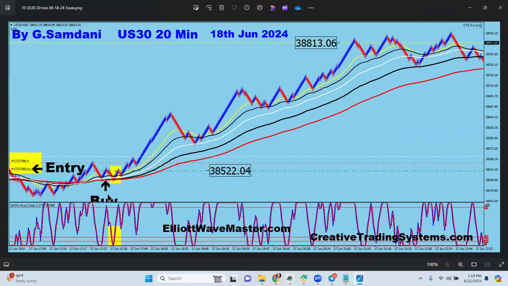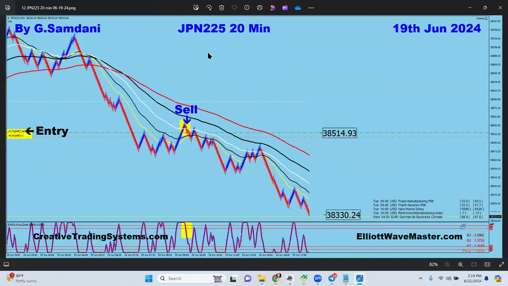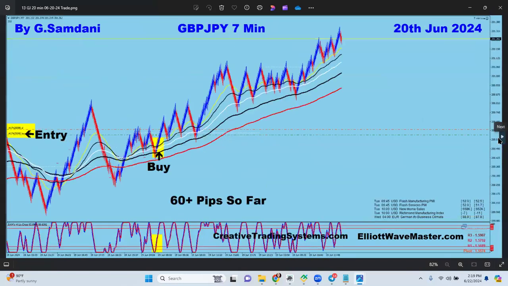US 30, a beautiful trade from here to there on the 18th. You can use the system to trade indices, gold, oil, anything at all. You can open the chart on MT4. Pound yen from the 20-minute chart, 70 pip, buy orders right there. Japan's Nikkei on the 19th to the downside.